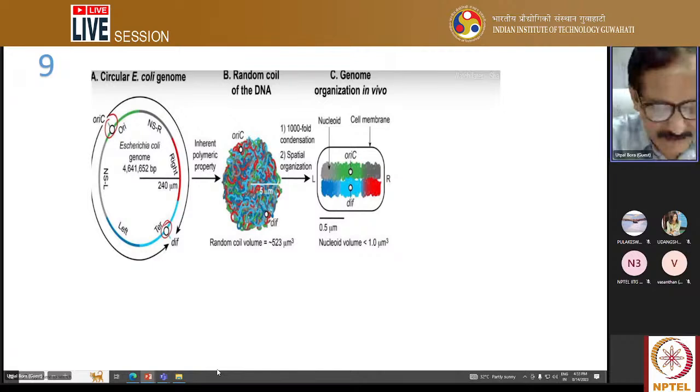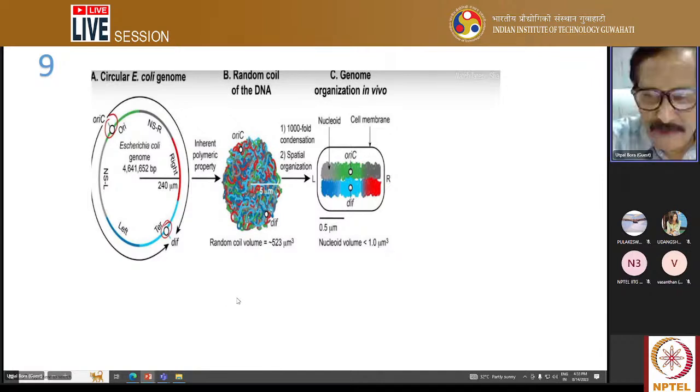So in this plasmid, as in the case of this plasmid, which has an origin of replication, in the bacterial genome also there is an origin of replication from which the replication will start and proceed in both the directions, left and right.